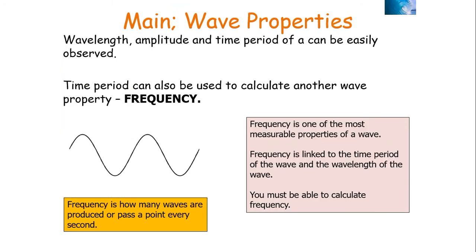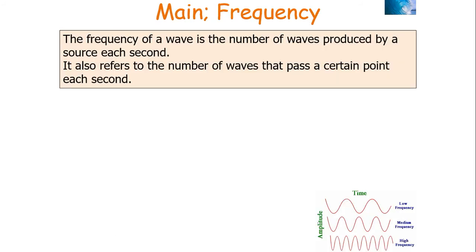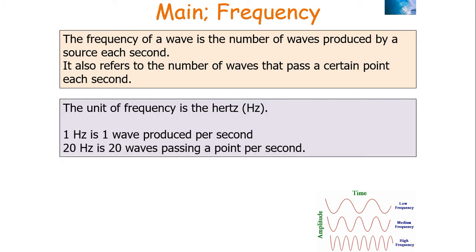Now, frequency is one of the most measurable properties of a wave and is linked to the time period and wavelength of a wave. It's how many waves are produced or pass a point every single second. So it's the number of waves which will pass a certain point or are produced by a source each second. The unit of frequency is hertz. 1 hertz is 1 wave produced or passing a point every second. So 20 hertz is 20 waves being produced every second.